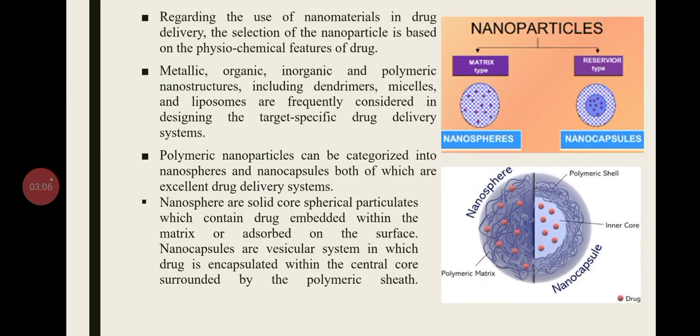Regarding the use of nanomaterials in drug delivery, the selection of nanoparticle is based on the physiochemical features of the drug. Metallic, non-metallic, organic, inorganic, or polymeric nanostructures, including dendrimers, micelles, and liposomes, can be used as a drug delivery system, which I will discuss in the upcoming slides. Polymeric nanoparticles can be categorized into nanospheres and nanocapsules. Nanospheres are solid core spherical particles in which the drug is embedded within the matrix or adsorbed on the surface, as you can see in the second picture. While nanocapsules are vesicular systems in which the drug is embedded within the central core, which is further surrounded by a polymeric sheet.